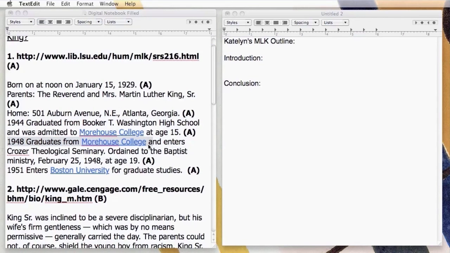So in my outline, I want to make a place where I can talk about MLK's very early years, like when he was born and what his parents were like. I want to make a different place where I put information about where he went to school and when he graduated. So I'm going to type a heading in my outline called Birth and Family. And then another heading I'll call Schools. Actually, I think education sounds better.